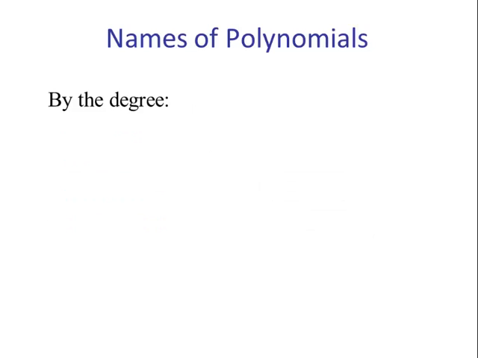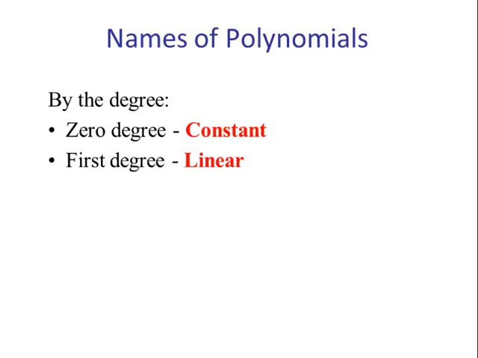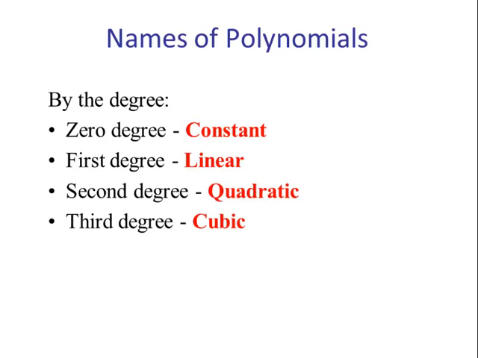If we go by degree, 0 degree is a constant. First degree polynomial is a linear. Second degree is a quadratic. And the third degree is a cubic.